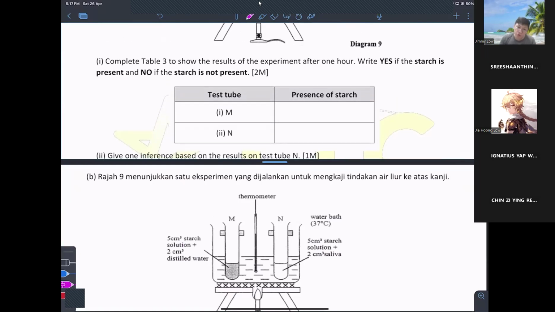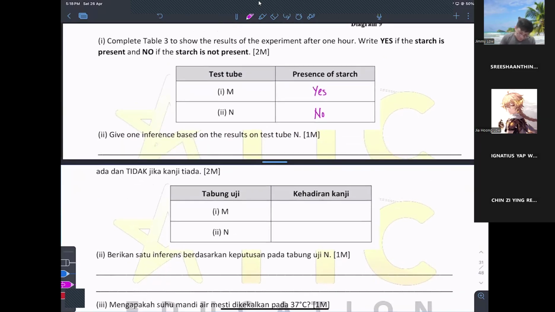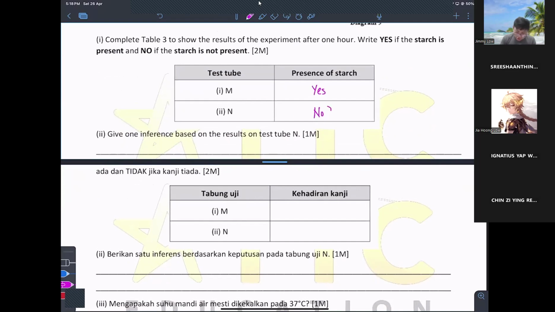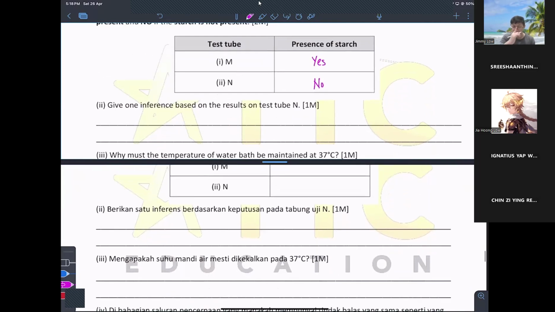So the question asks you, do you have any starch at the end of the experiment? For M, yes, because there's nothing to digest. Fair enough. But for N, no, because in N we have saliva. Saliva can break down your starch. So in the end, there's no starch remaining in test tube N already. Again, the question is asking you to give an inference, a reason. Why would you say in the end there's no starch in N?